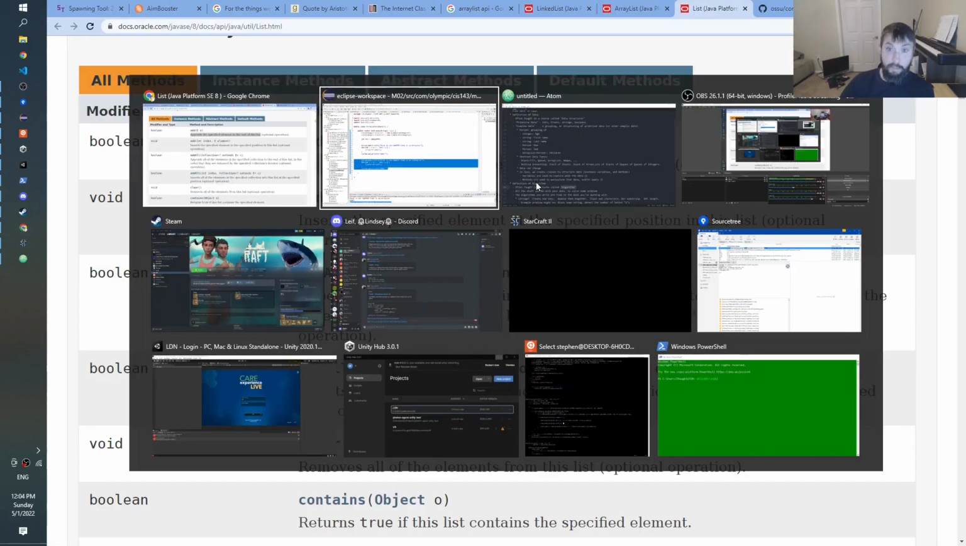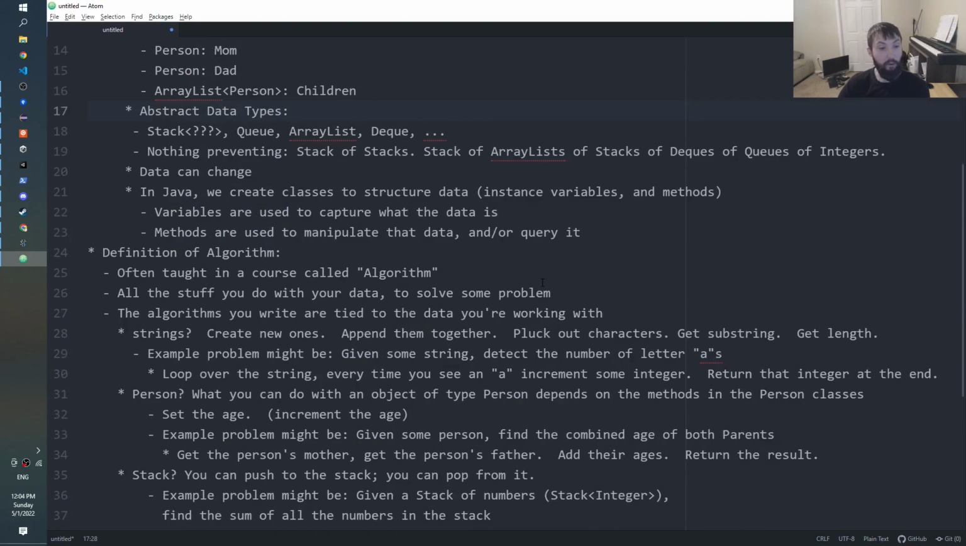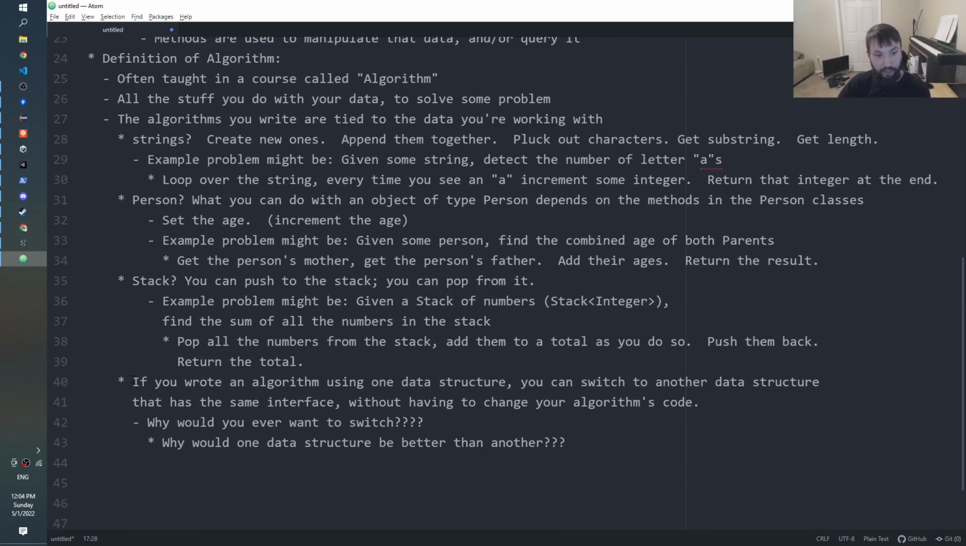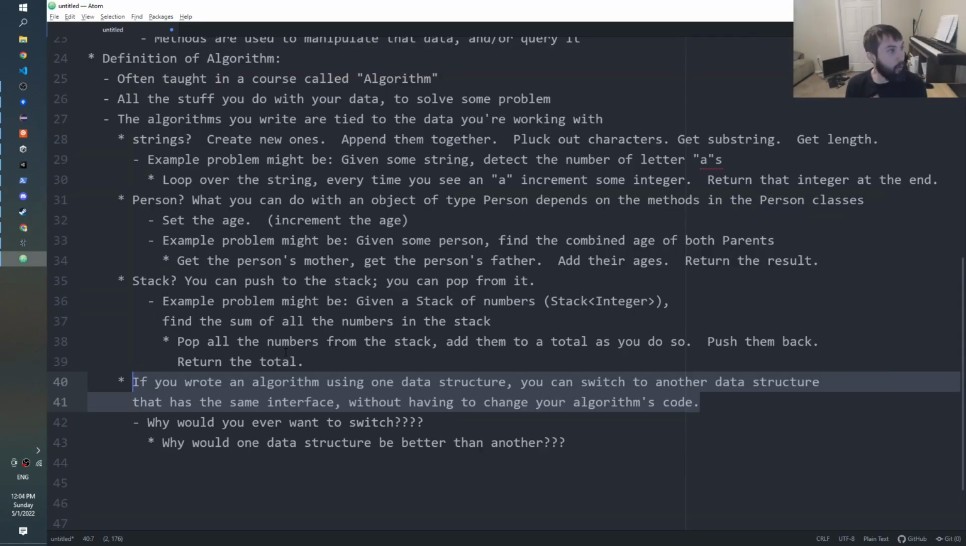Now, this has already been a pretty long video, so I'm not going to dig in right now to why that would be, but I will come back to this idea. If you wrote an algorithm with one data structure, you can switch to another that has the same interface without having to change your algorithm's code. So if you decided to use this linked list to store your 1 million elements, and then found out that it takes too long and your program is too slow, that's okay, because they're both lists and you can just switch.